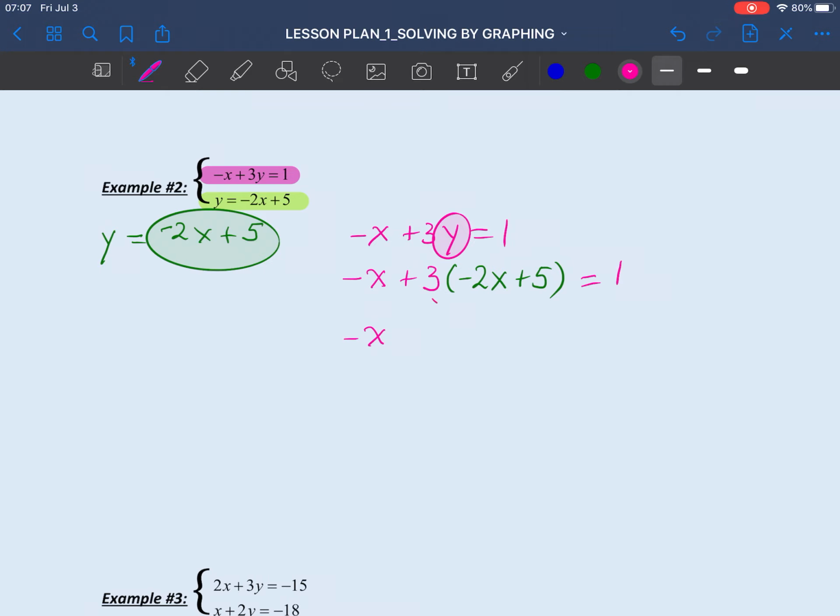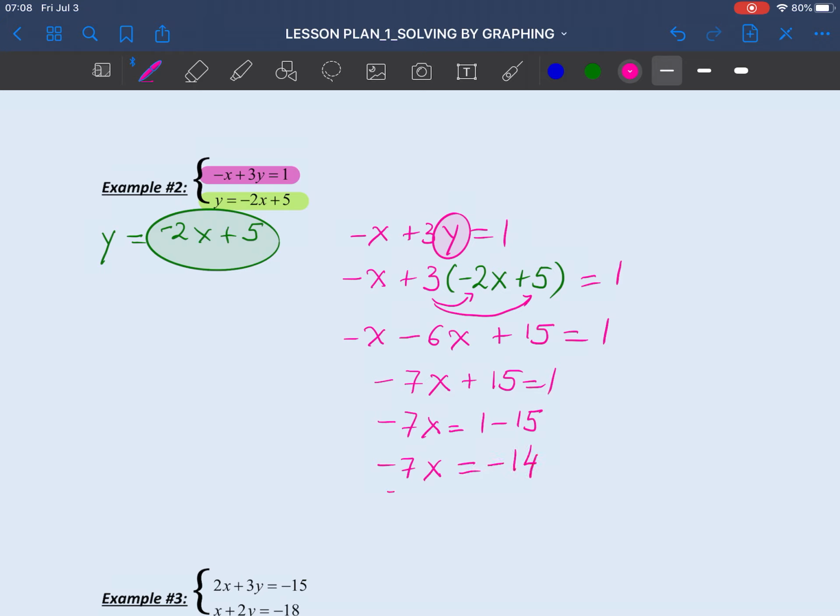So -x, and then remember that we need to expand here. 3 will multiply every term inside the bracket, so -6x plus 15 equals 1. -x minus 6x, -7x plus 15 equals 1. I'm going slow here. -7x equals 1 minus 15. Numbers to the other side. So -7x is -14. Isolate x from -7 by dividing both sides of the equation by -7, and we get x equals 2.